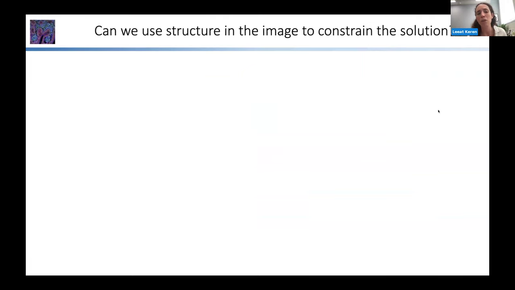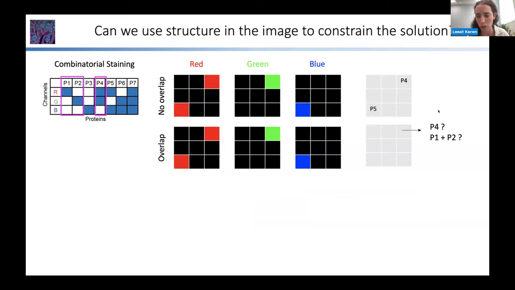So one of the things that we thought about when we approached this problem was maybe we can use the structure in the images to constrain the solution. And again, I want to exemplify what we mean by structure with this example that I showed you before. So let's imagine again that we have this image here, very simplified, and we allow for overlap. But now I give you a little bit more information.